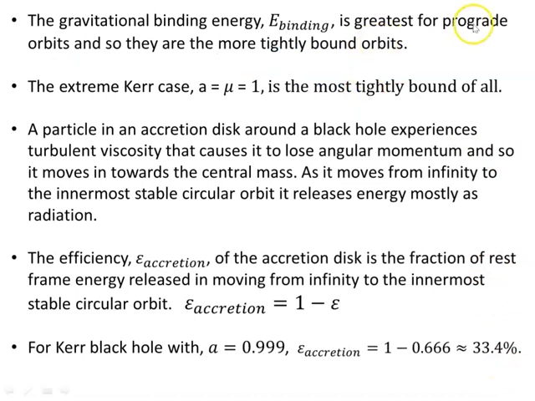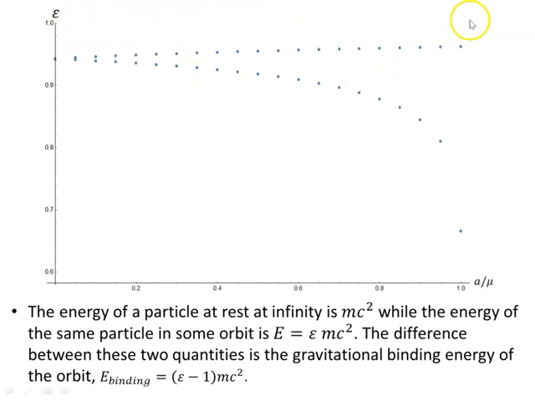The gravitational binding energy, E binding, is greatest for prograde orbits, and so they are more tightly bound, because the E binding has a larger value. You can see the difference between the value and epsilon equals 1, that straight line at the top here. The difference between that top line and this one is huge for the prograde orbit compared to the retrograde orbit. So this particle is rotating with the black hole, and it's more tightly bound because of the binding energy, which is the difference between epsilon equals 1 and this value of epsilon down here. So prograde orbits have higher binding energy, and so they are more stably bound.